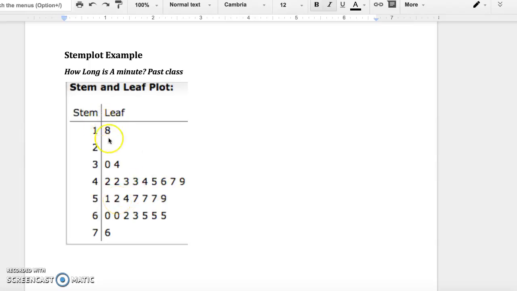So shape is the overall shape it's taking. Does it look symmetric or not? Center, what's the median or mean? Any potential outliers, anything that's out of the overall pattern, which could be this one, although it may not be. And then the spread, how spread out your data is. We use dots for these in class. Here it just uses actual particular values, so they have different uses.